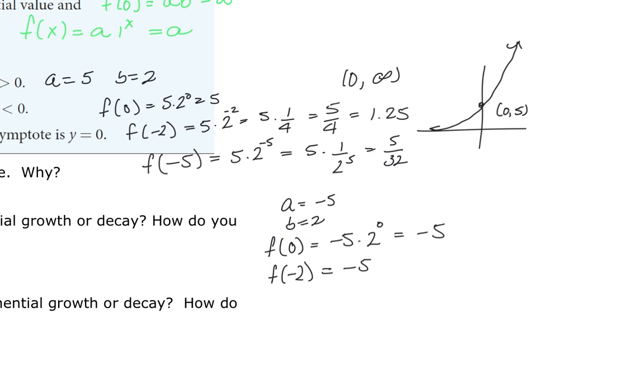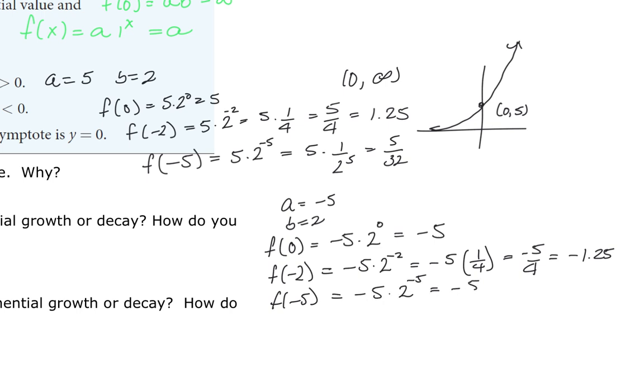This is going to be negative 5 multiplied by 2 raised to the negative 2, which is negative 5 multiplied by 1 over 4, which is negative 5 over 4, which is equal to negative 1.25. If I do f of negative 5, this is negative 5 multiplied by 2 raised to the negative 5, which is negative 5 over 32.